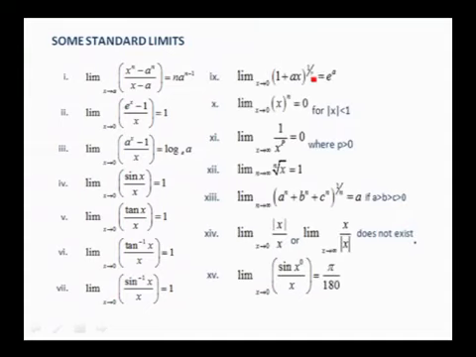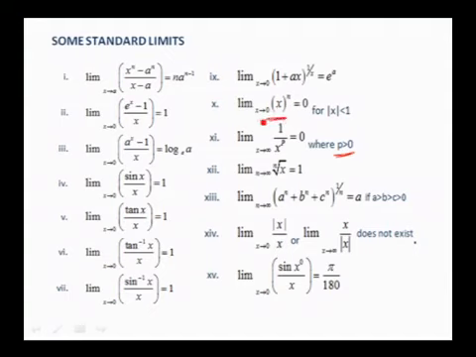(1 plus ax) whole to the power of 1 by x as x tends to 0 is e to the power of a. Limit of x to the power of n as x tends to 0 is equal to 0. Limit as x tends to infinity of 1 over x to the power of p is 0 whenever p is greater than 0, because you have got a higher power in the denominator, so that it becomes 0. So, this is very important.